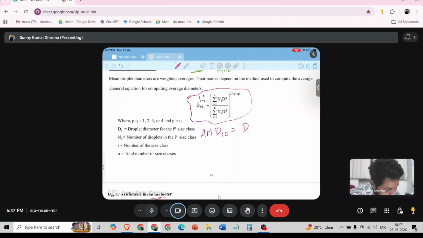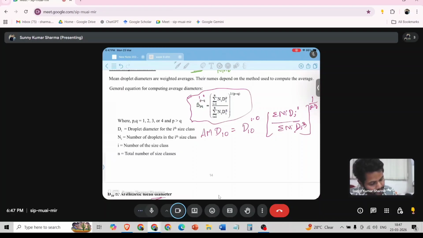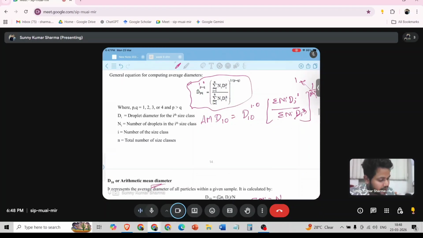So D10 is sigma Ni di to the power P, divided by sigma Ni di to the power Q, all to the power 1 by P minus Q. Q is 0, so this will become 1. The power 1 by P minus Q is also 1. So sigma Ni di by sigma Ni is directly D10.